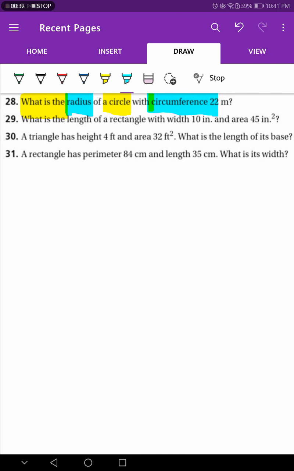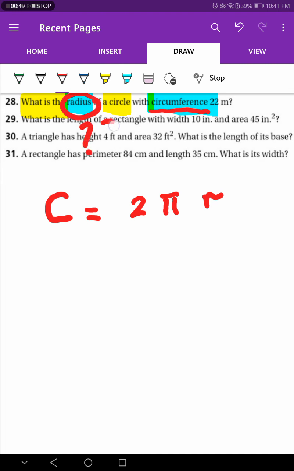22? So he gives me the circumference, and I know the formula for the circumference, which is C equals 2 pi multiplied by R. But he asks me, what is the radius? The teacher said, if he asks me about something, I have to make it alone and happy. And in this formula, I have to make this alone and happy.